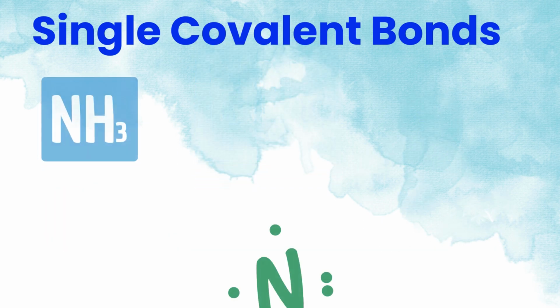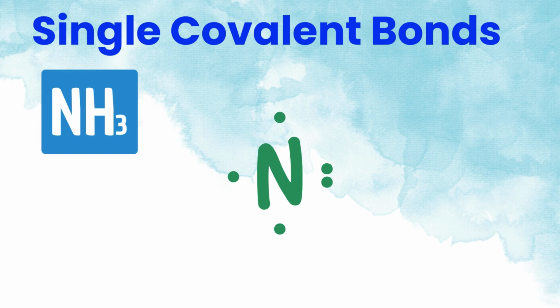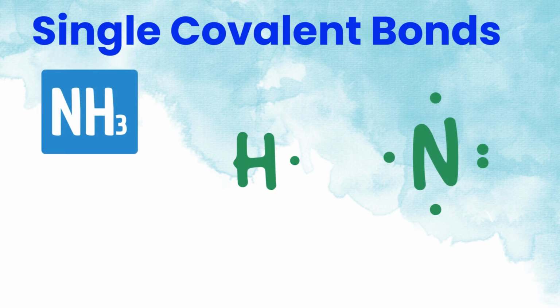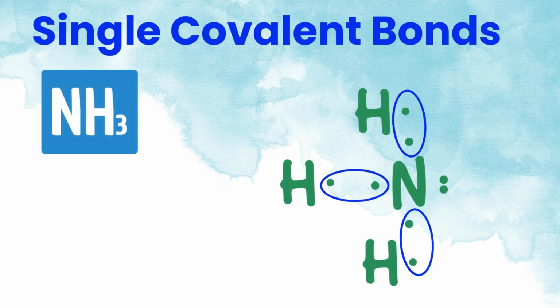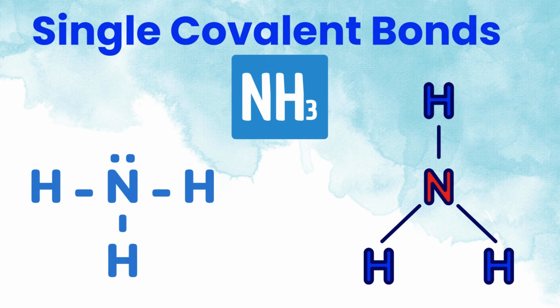NH3. Nitrogen has 5 valence electrons. Hydrogen has 1 valence electron. So 1 nitrogen is going to bond with 3 hydrogen atoms, and they share electrons to form 3 separate single bonds.